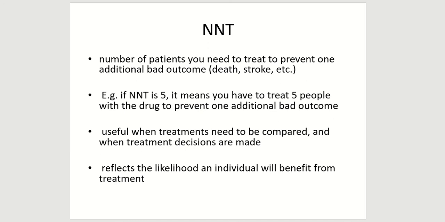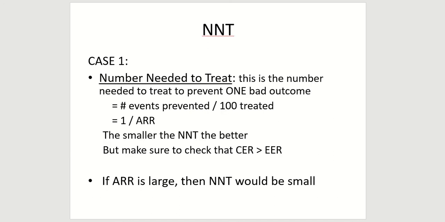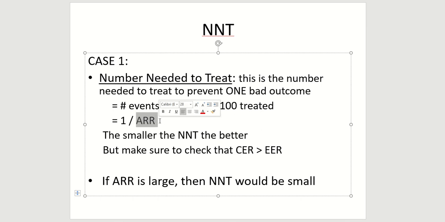The best thing to do is just to look at the calculation and try to do some interpretation using that, which is in this slide. So this is case number one. Remember, in case number one, we are preventing a bad outcome. So the number needed to treat is the number we need to prevent one additional bad outcome. Once you calculate your ARR, absolute risk reduction, you take the inverse of that, 1 over the absolute risk reduction, and that will give you the number needed to treat.